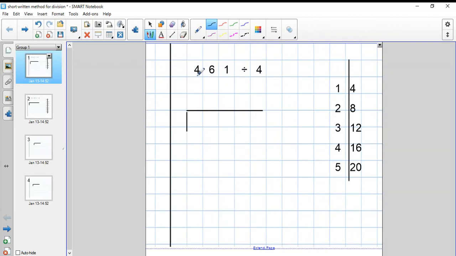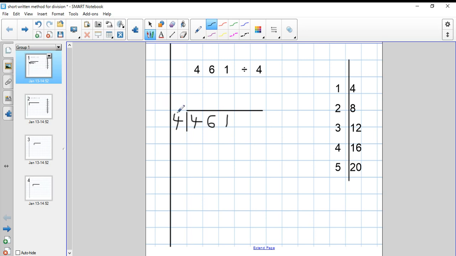In this video, we're going to have a look at how we can use the short written method for division when we have decimal remainders. So we'll get started, and hopefully you'll notice that there's not a significant difference in our method. So this question here I've got is 461 divided by 4. So I'm going to ask myself, how many times does 4 go into 461? I've got my skeleton tables here to help me.